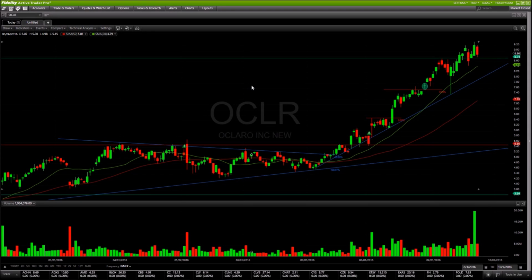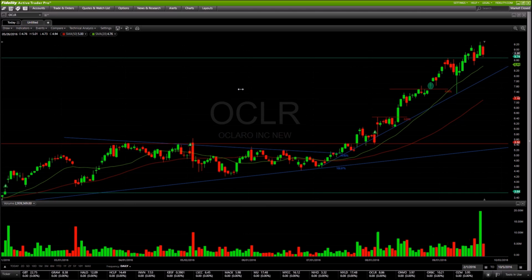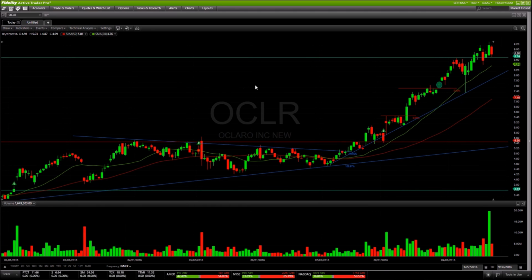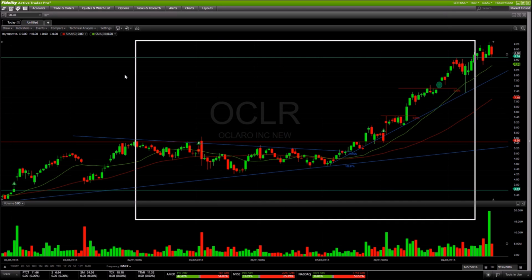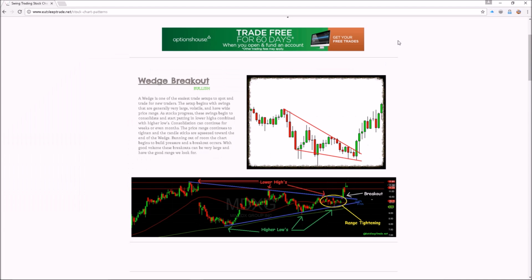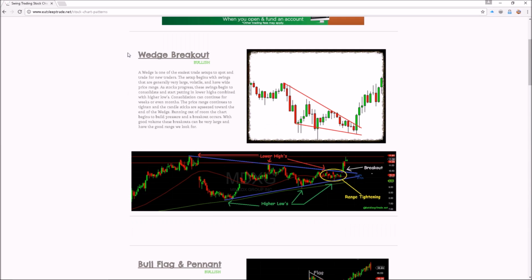Let's take a look at the daily chart here for the stock symbol OCLR. If you're unfamiliar with what you're looking at here as far as these candlesticks and this chart goes, we have many other lesson videos that you can check out to get a basic understanding of what Japanese candlesticks and stock charts are. But one type of pattern that we like to trade as swing traders is a wedge breakout. And if you go over to our website, eatsleeptrade.net, you can see a very good description of many different types of pattern breakouts.